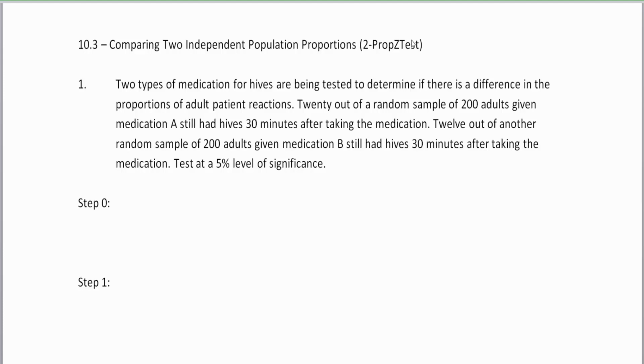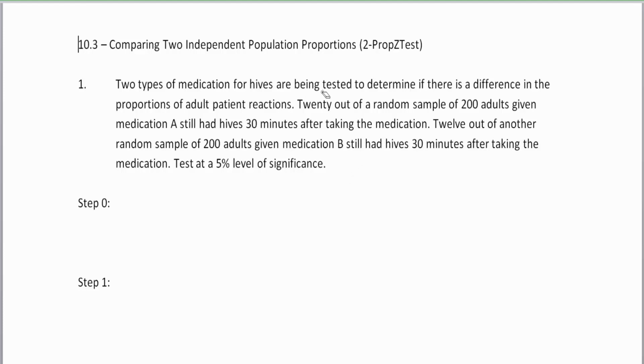So in this video, we are going to be comparing two different population proportions, also known on the graphing calculator as the two proportional z-test. We're going to use this when we have two percents that we are comparing against each other.